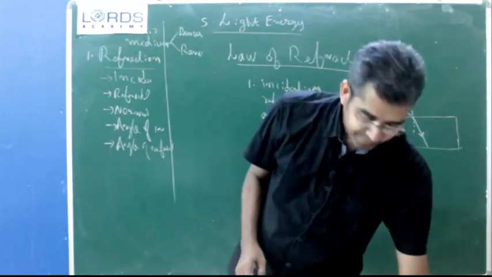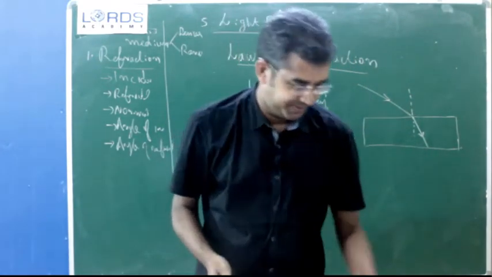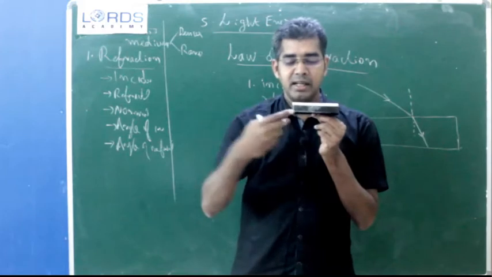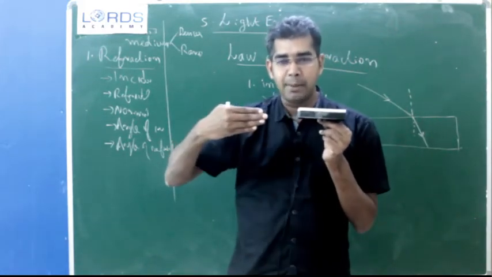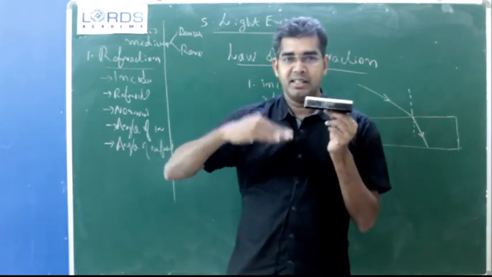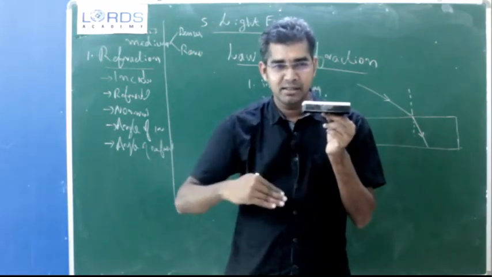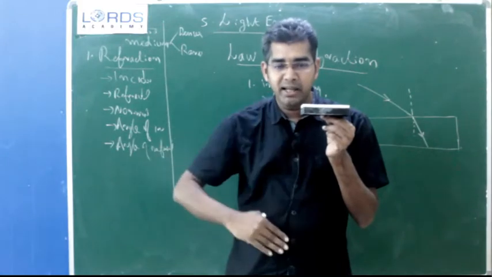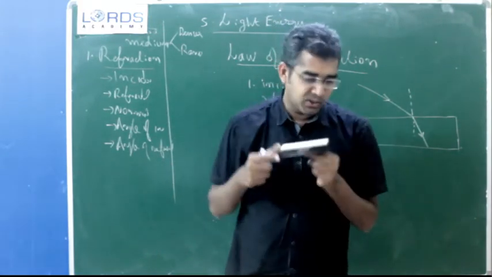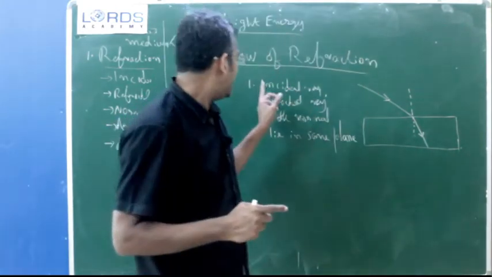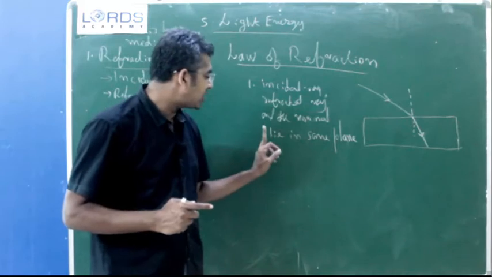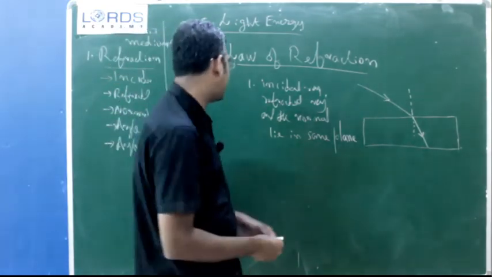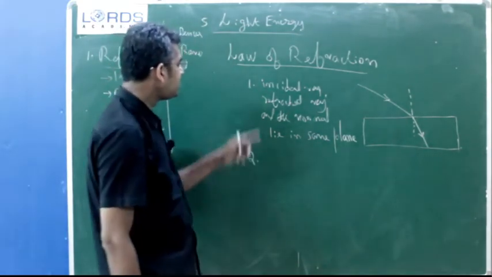Are you with me? You got it? Otherwise, what is the second plane of this? The second plane is like this, front and up. This is another plane. This is the x-axis and this is the y-axis, so the y-axis is one plane and the x-axis is another plane. So the first statement is: the incident ray, refracted ray, and the normal lie in the same plane. Very good.